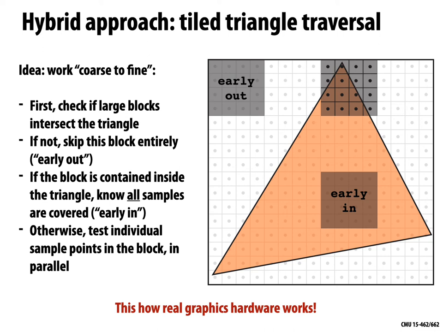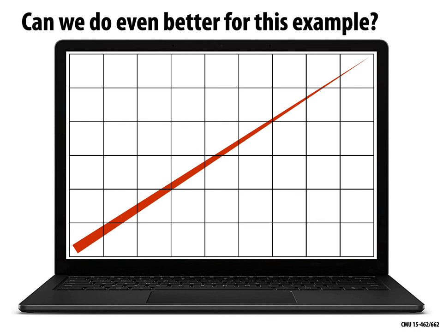Okay, so that's a little better. And so now we can imagine if we have this long, skinny triangle, we've broken it up into these boxes and we can quickly skip a bunch of them, but it still looks pretty inefficient, right? I mean, there's still a lot of boxes that we're checking and we do an early out, but it was kind of wasted computation. So how might we do even better?